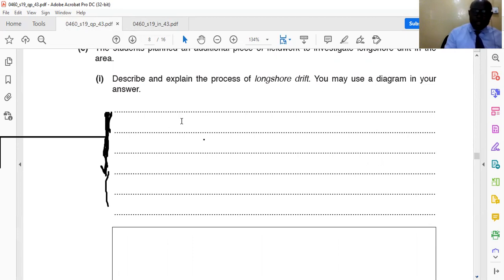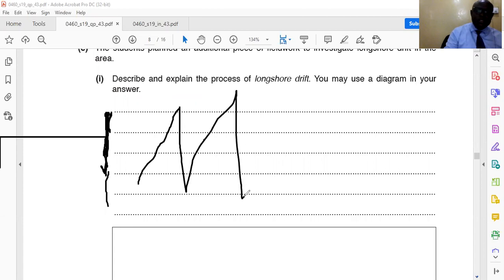Swash brings the material to the beach. What is swash? Swash is the water that comes from the sea up the beach. So it brings some materials, while backwash takes them back at right angle. So swash brings the material at angle, backwash takes it back at right angle. Swash takes it again at angle, backwash returns it. Swash takes it, backwash returns it.